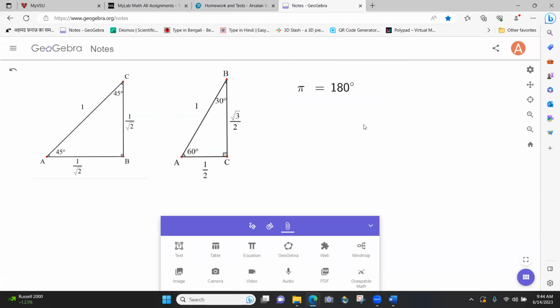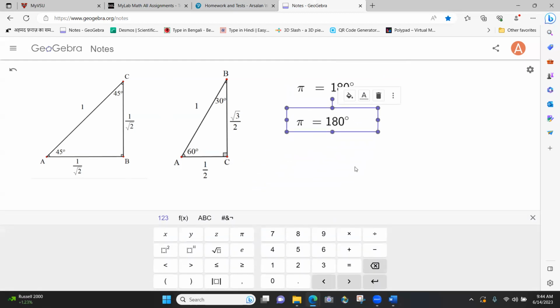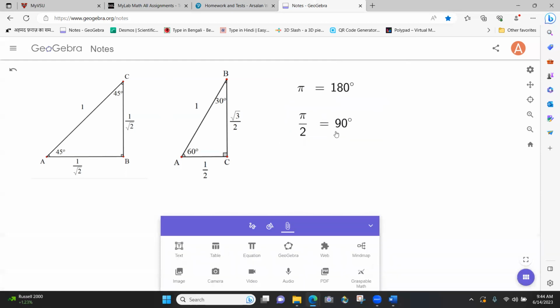And then from there, we'll go down, divide both sides by 2. And this is going to be 90. So you have to know when you see 90, it should trigger pi over 2. When you see pi over 2, it should trigger 90.